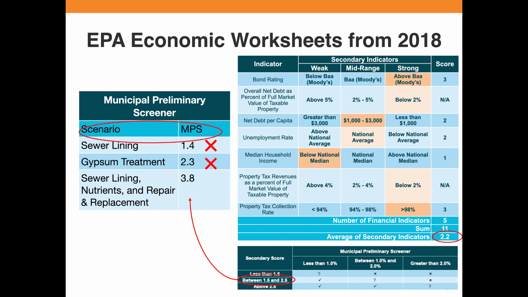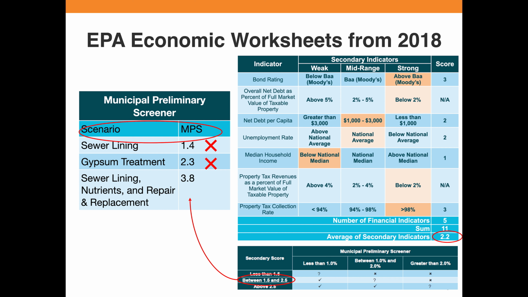So over to the right, or actually the left, where it says municipal preliminary screener, you'll see the different scenarios, and you'll see those numbers underneath. Those are percentages. So 3.8% of your median household income is too much. Same with gypsum lining, because it's 2.3. So 1.4 is pretty much the magic number as a percentage of the median household income.